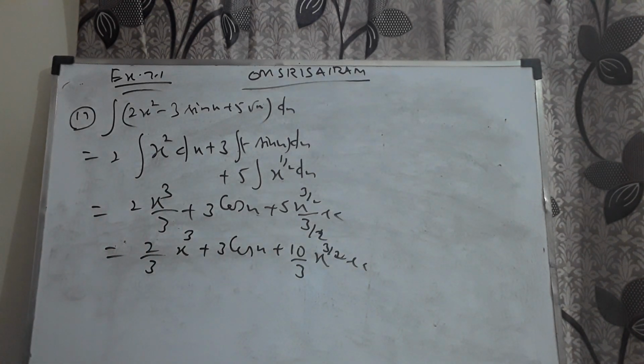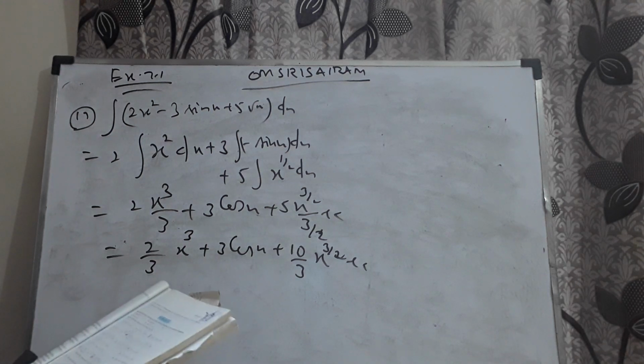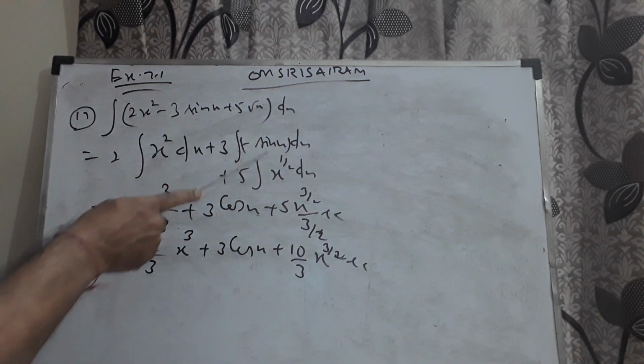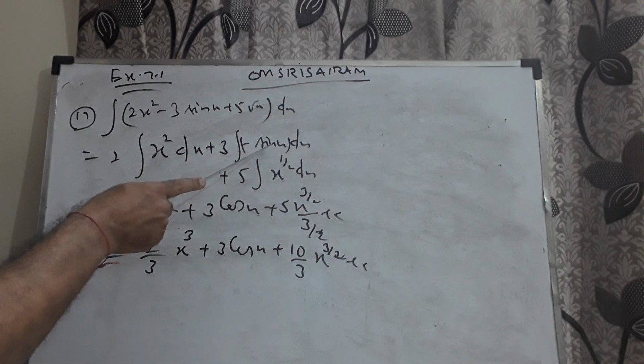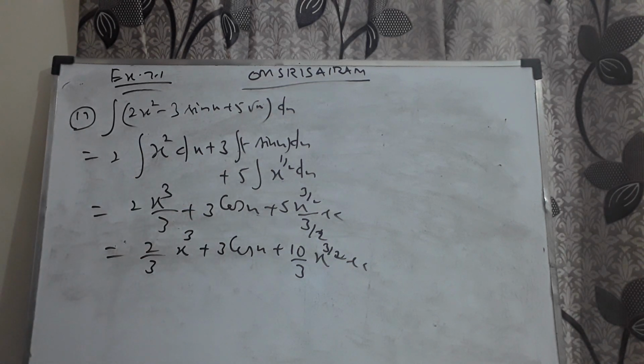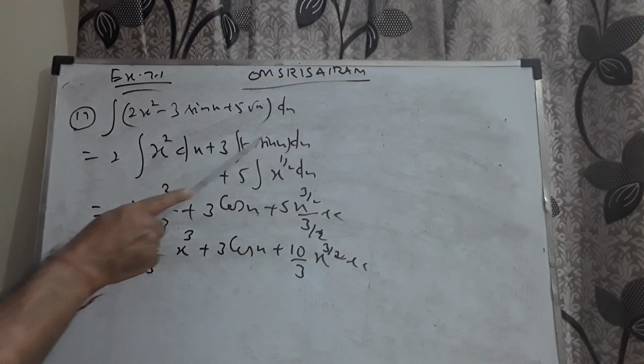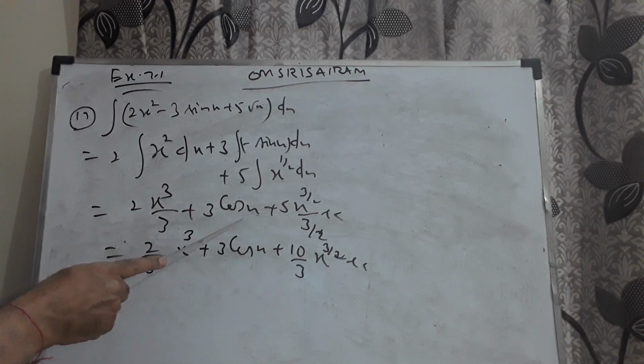Integral 2x square minus 3 sin x plus 5 root x dx is the question given to you. I make it into 3 integrals. 2 integral x square dx. I am taking this minus sign inside because derivative of cos x is minus sin x. If integral minus sin x, I'll make it as cos x. Or if I'm going to have this minus as it is, I'll make it as integral minus cos x here. That minus into minus and make it as cos again. Either way you can do, both are correct.